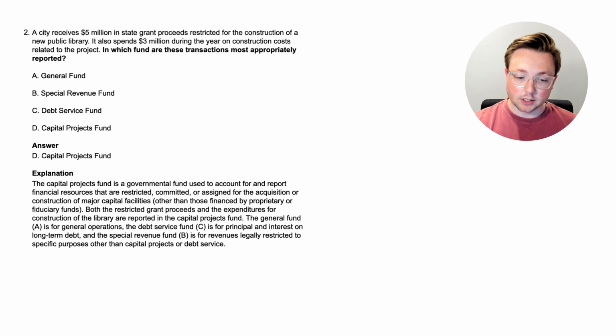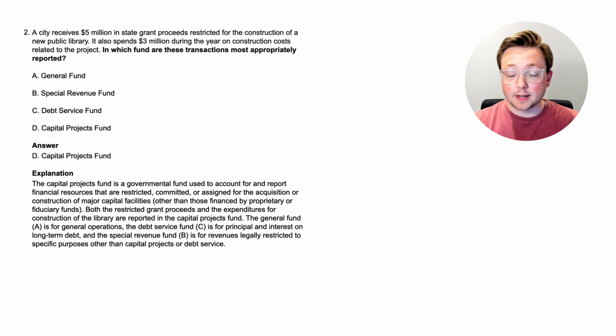The General Fund, which is option A, is for general operations. The Debt Service Fund, which we just talked about, which is option C, is for principal and interest on long-term debt. And the Special Revenue Fund, which we'll talk about in a little bit, which is option B, is for revenues legally restricted to specific purposes other than capital projects or debt service. So Special Revenue Fund is basically for stuff that's specifically restricted, that's not specifically for capital projects or debt service. So it's basically everything else.